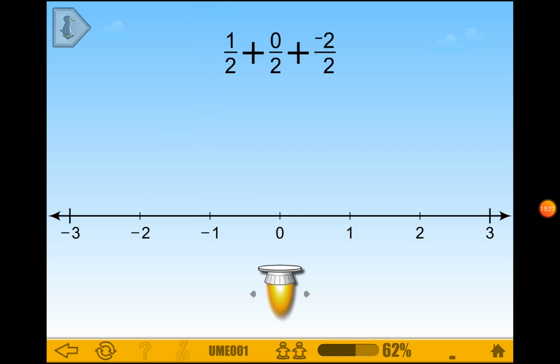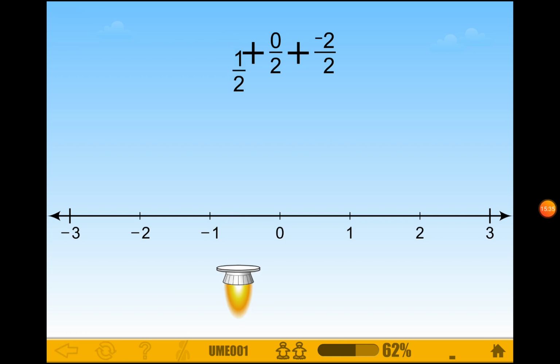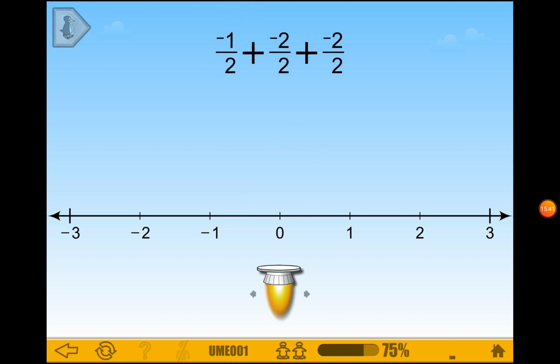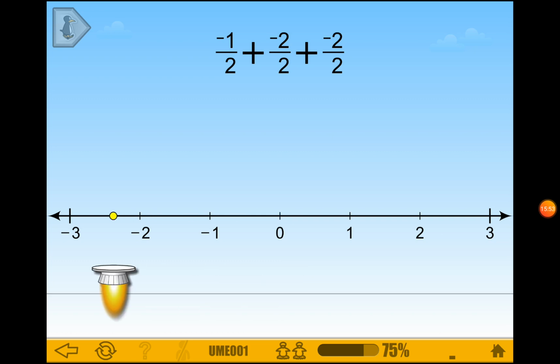So then we have half plus 0 plus negative 1. So then half plus -1 would just be -half. Okay, then we have -half plus -1 plus -1. So -1 plus -1 is -2, then -2.5. So that would just be right there.